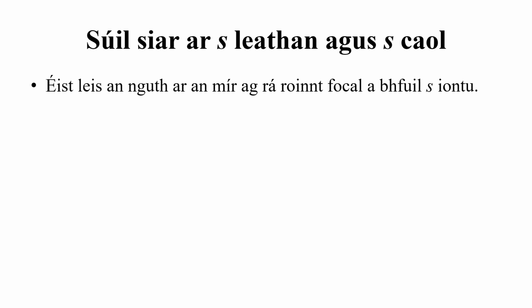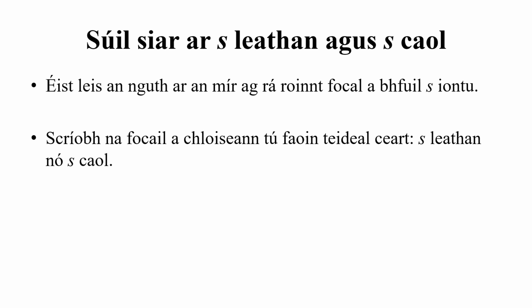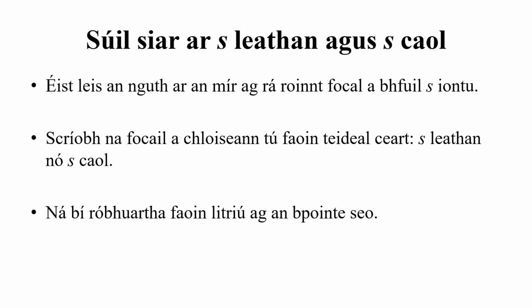Now listen to the voice on the sound clip saying a selection of words that have an s in them. So write the words that you hear underneath the correct heading, broad s or slender s, depending on what the sound you hear in the word is. Don't be too worried about the spelling at this point.